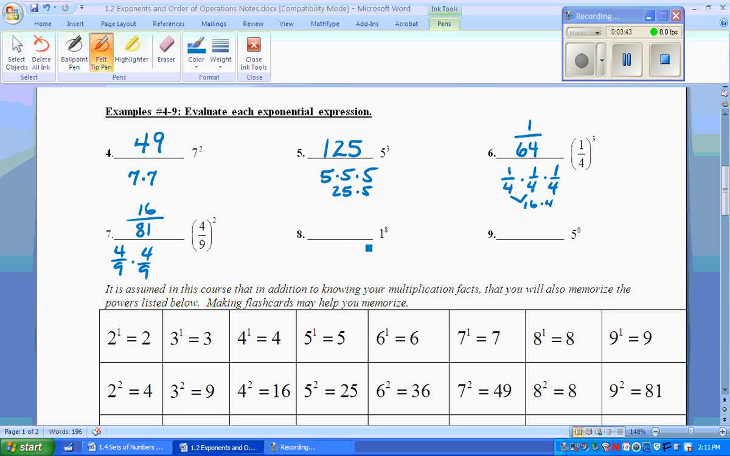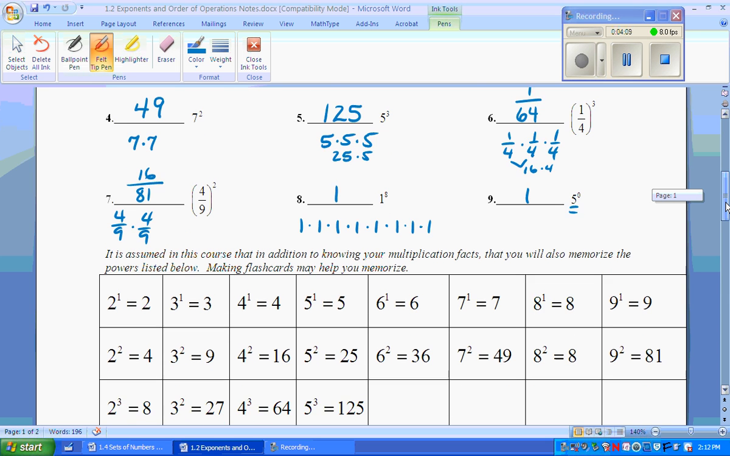Number 8, 1 to the 8th power. 1 times 1 times 1 times 1 times 1 times 1 times 1 times 1. So what do we have? 1 eight times, but there's multiplication, so the answer is still 1. And our special case: anything to the 0 power is 1.